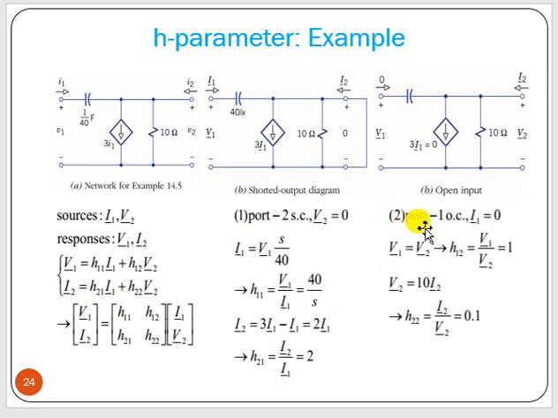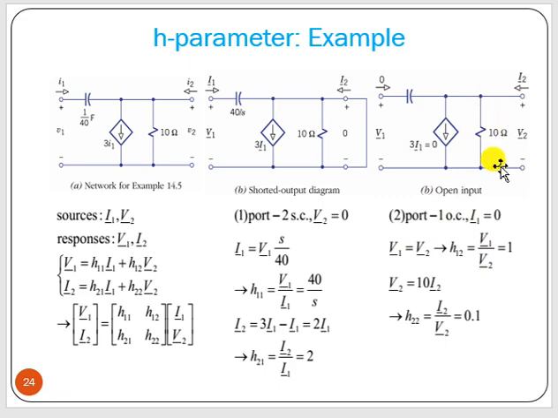Now we are making port 1 as open circuited because we have to make this I1 equal to 0. If we make I1 equal to 0, we can find out this H12 and H22 value. Okay. I1 0 means this current is 0. So what we can write, this V1 equal to V2. And H12 is nothing but V1 by V2. So if V1 equal to V2 from this particular circuit, H12 equal to 1.